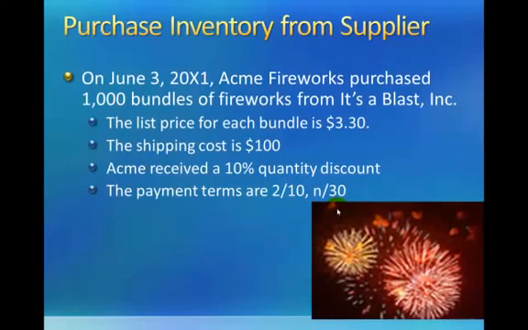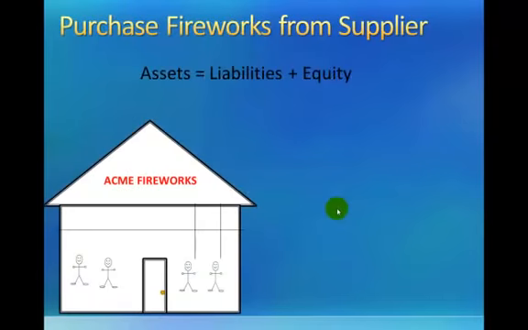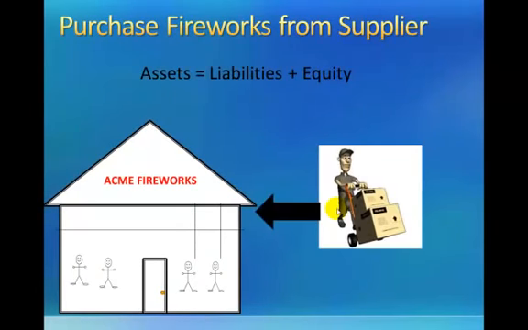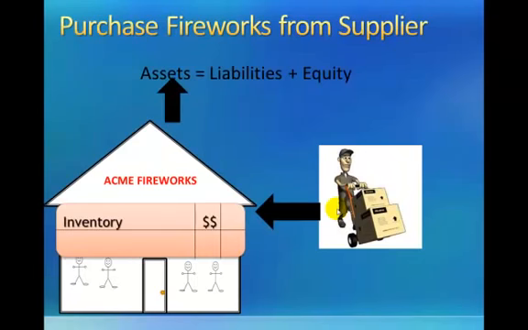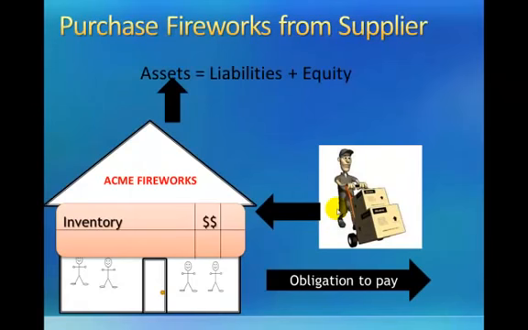There are a lot of things going on with this transaction, but we're going to take it one step at a time. The first thing we want to do with any economic event is analyze the transaction. We know that inventory is coming into Acme Fireworks and that inventory is an asset because it provides future economic benefit. It's something that we own with the purpose of selling to our customers. So we're going to increase our inventory account by debiting inventory for some amount that we'll determine later. We're also promising to pay for this inventory later. We have an obligation to pay in the future, which means we have a liability that's increasing. So we're going to credit accounts payable.